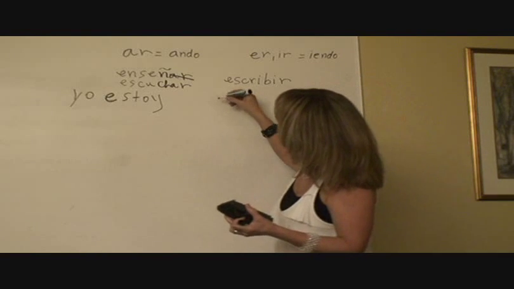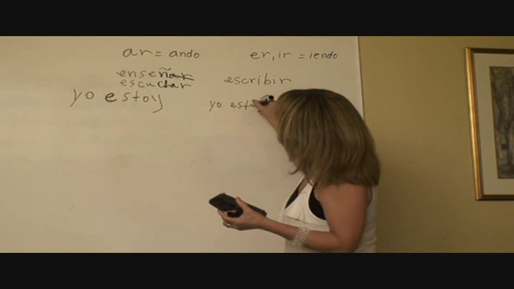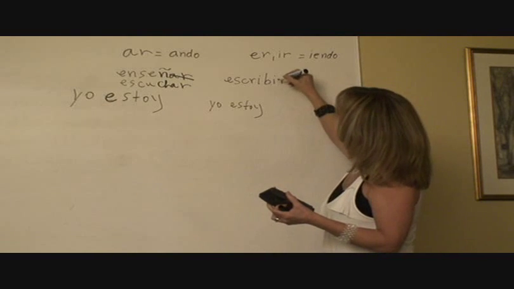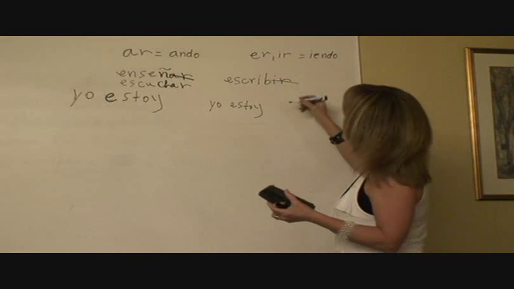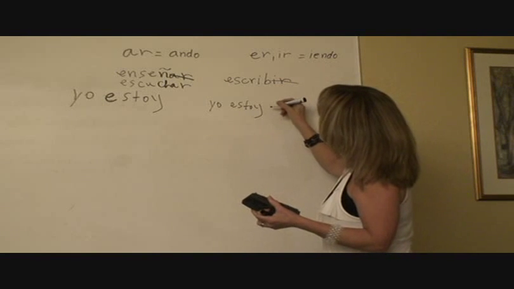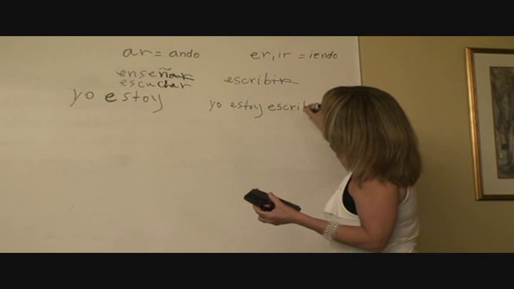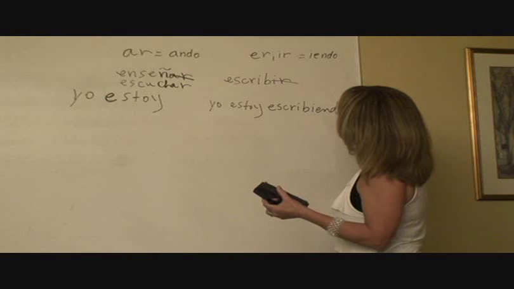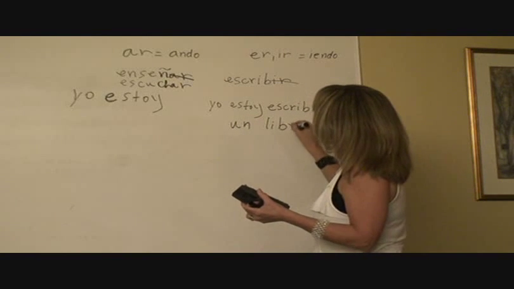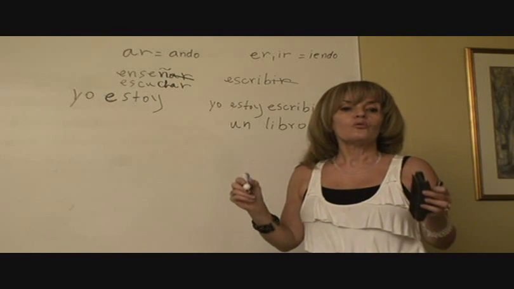Yo estoy, the form of estar that goes with yo. And what do we do here? Drop the IR and add yendo, I-E-N-D-O. Yo estoy escribiendo un libro. Un libro. See that? Yo estoy escribiendo un libro.